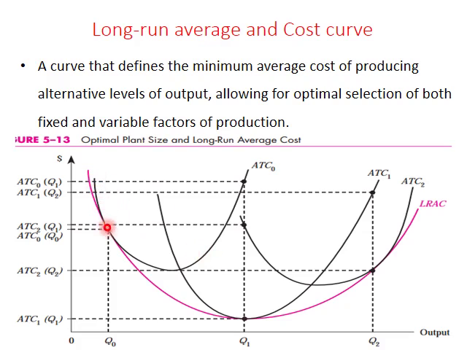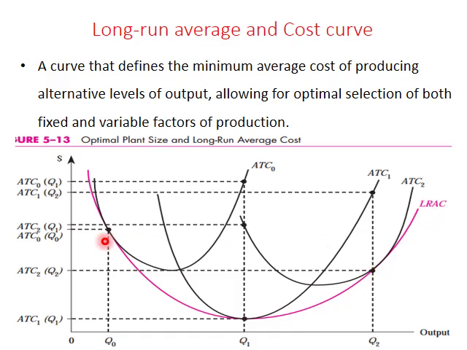So as you see, this is the average total cost curve in the case of fixed input, in the case of short run, and this is another average total cost curve, and this is another average total cost curve. So in the long run, the long run average cost will look like this red curve, red parabola.